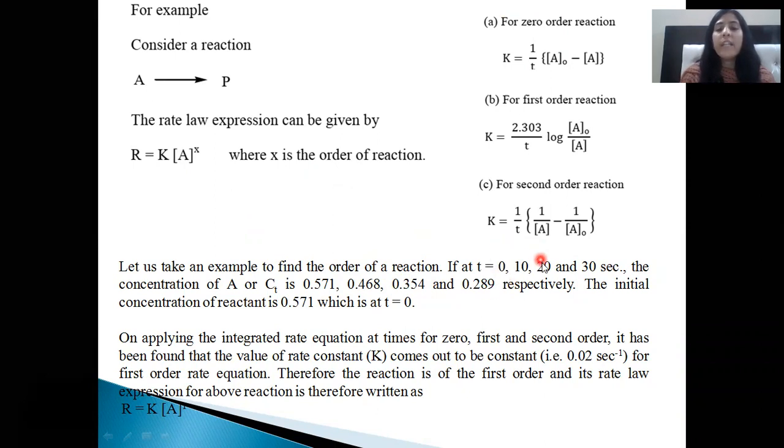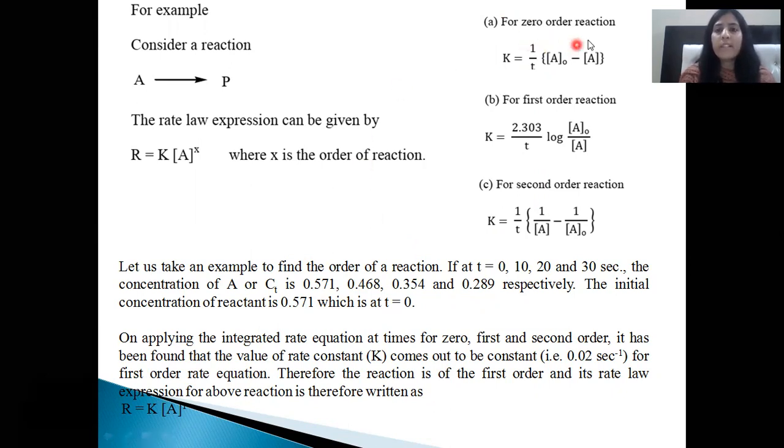See here that with increasing time, the concentration of reactant goes on decreasing because when the reaction takes place, the reactants get converted into product, and the concentration of product goes on increasing and the concentration of reactant goes on decreasing with increasing time. So now put these values of concentration for different times in zero, first and second order equations to find the rate constant. That equation which gives the constant value of K decides the order of a reaction.